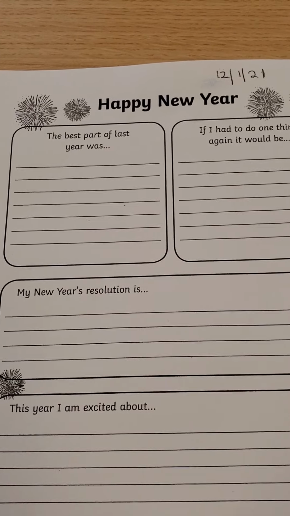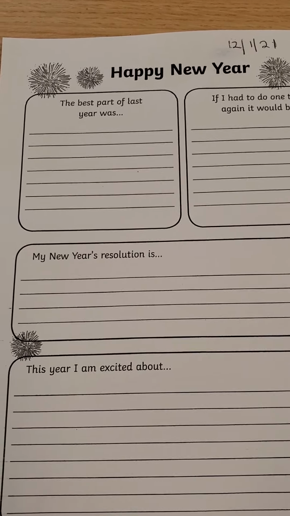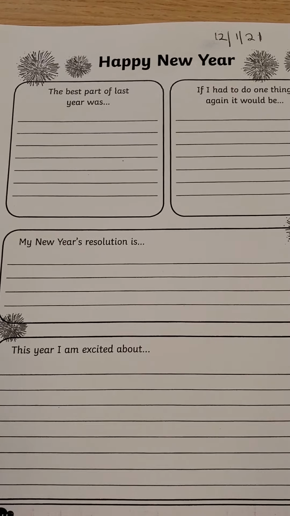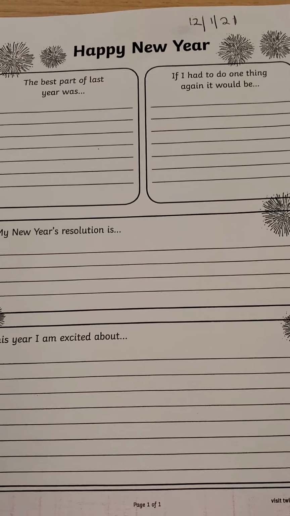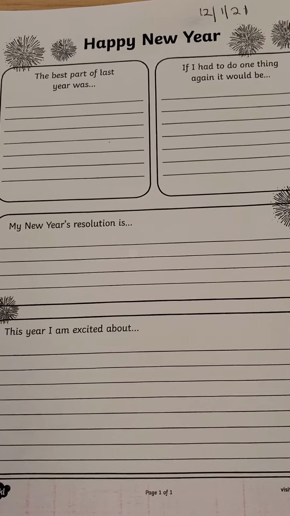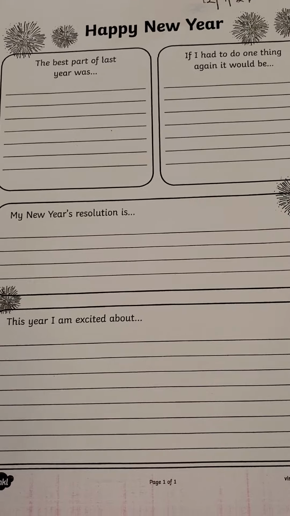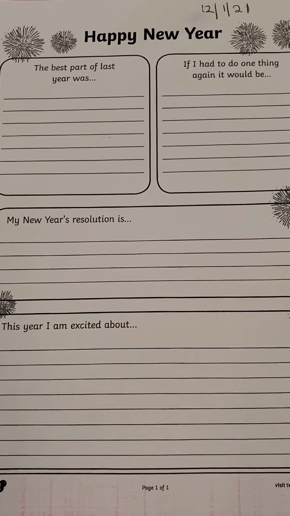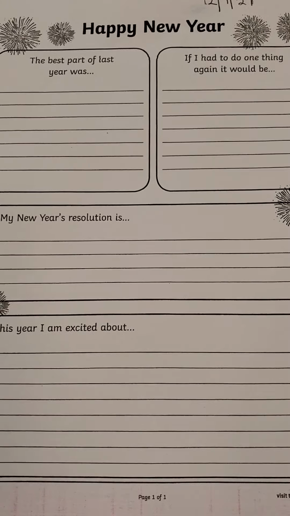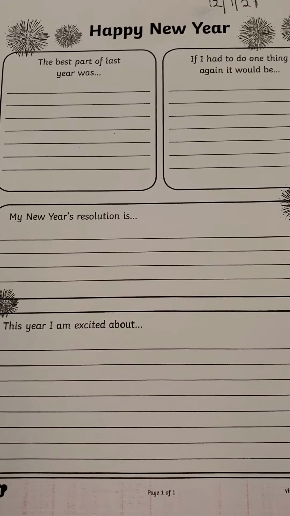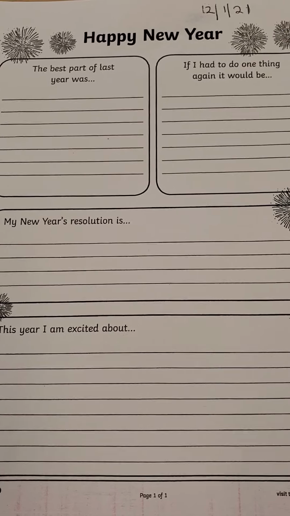Now, as well as your spelling, you have this little writing page to work on. Now, I don't want you to be scared when you see this and you see all the lines that are on this page. I don't expect you to fill all of those lines. I just want you to try your best to write 1 or 2 sentences for each box. And this page is entitled Happy New Year. So it's all about reflecting on last year and what you're excited about for this year.